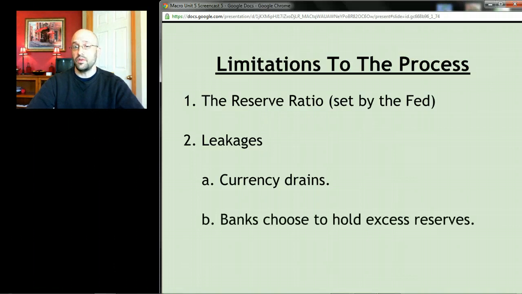Secondly, banks may not choose to lend out all of their excess reserves if they particularly think the economy is going to be bad, for example, and that people won't pay them back. They might not choose to lend out all the money that they could potentially lend out, and that would be another limitation to the process.